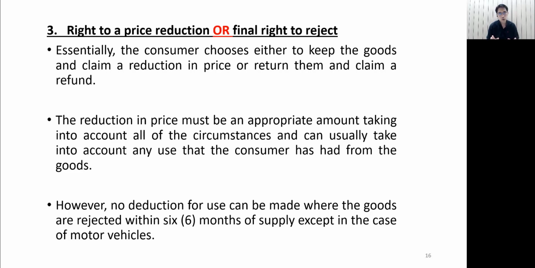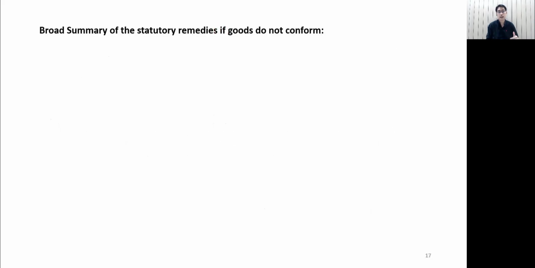So I would like you, as part of your exam preparation, to read the statute. It's from section 19 of the CRBA onwards: 19, 20, 21, all the way to, I think, 24 or 25. Read those sections and it'll give you a very good picture of the three-tier remedy that's available to a consumer buyer. And in summary, the three tiers are as follows.